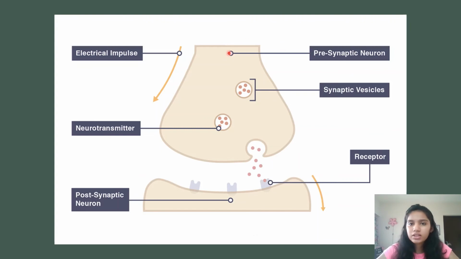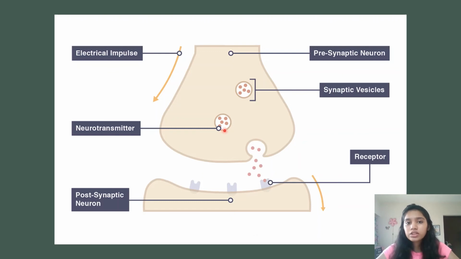So this is your presynaptic neuron, this is your synapse, and this is your postsynaptic neuron. As you know, pre means before, post means after. Basically, an impulse travels via your presynaptic neuron. It causes this vesicle to release neurotransmitter substance. Neurotransmitters are these small little dots that are represented here.